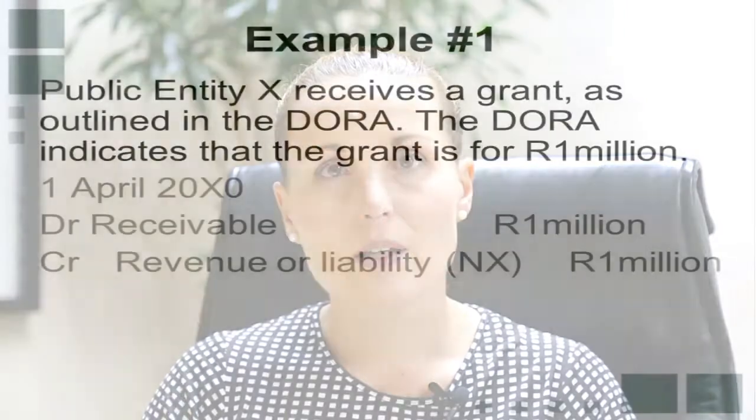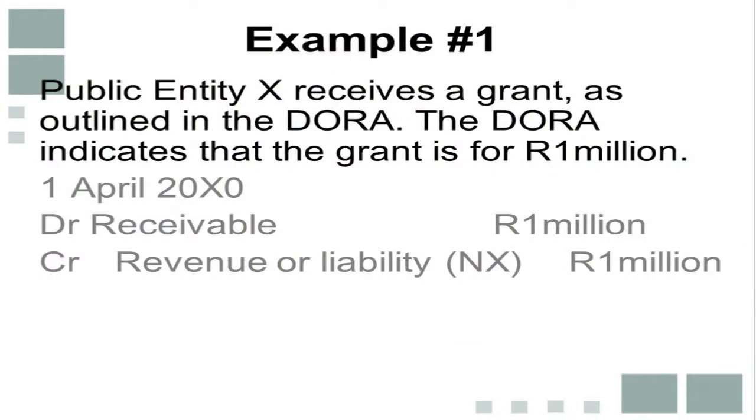So the first example is something a lot of public entities and others would be familiar with. The example is a public entity that receives a grant outlined in the Division of Revenue Act. The grant is for R1 million. It will be typically settled on a quarterly basis based on the PFMA and the MFMA requirements. What you would do at the start of the year, obviously this is a GRAP 23 transaction, is assess whether or not you have control of the resource. Typically entities would have control at the start of the financial year because the Division of Revenue Act indicates that the entity would be entitled to that revenue. It would be settled on a quarterly basis, but that doesn't affect the entitlement upfront.